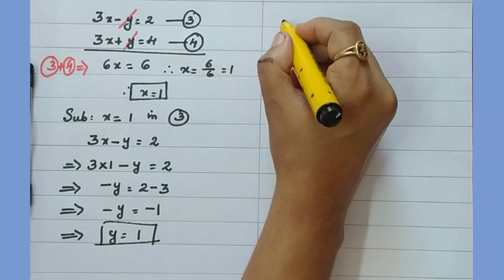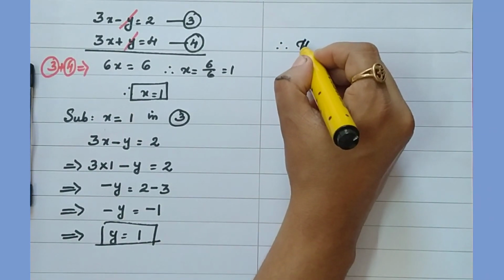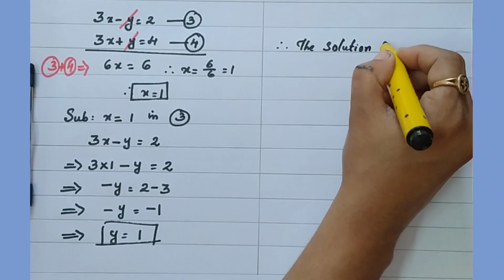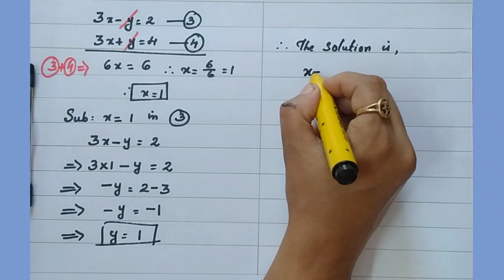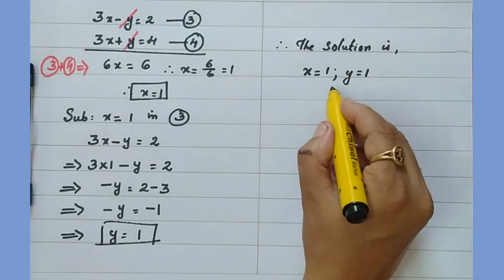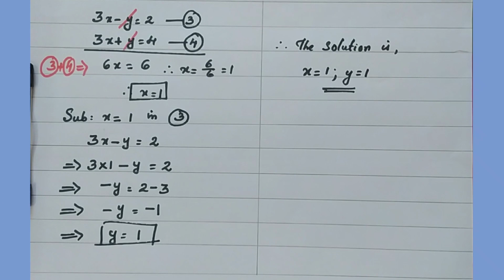At last, write the solution. Therefore, the solution is x equal to 1 and y equal to 1. I hope you understand how to solve the linear equation in two variables when they come in the reducible form. Very important section.